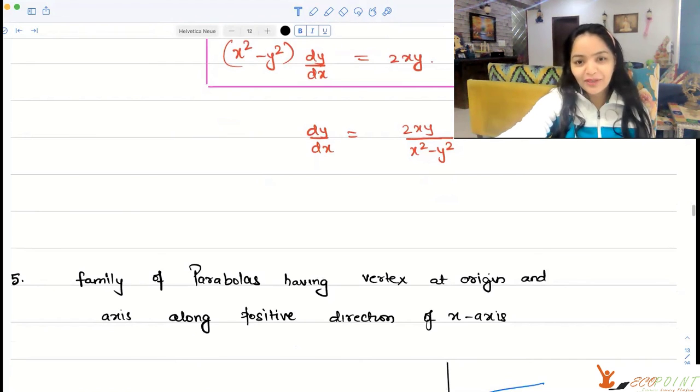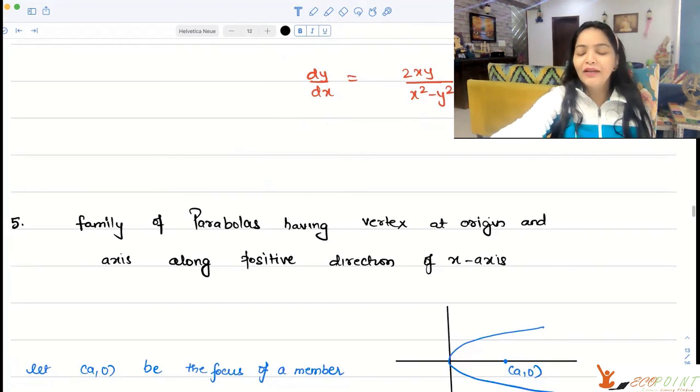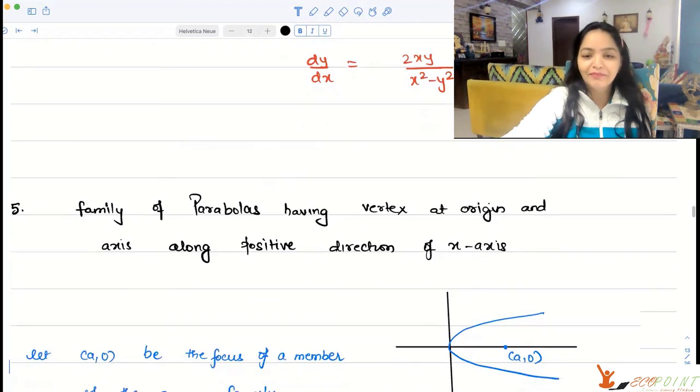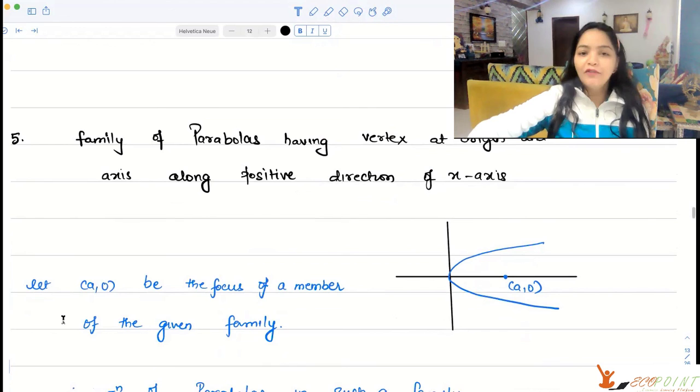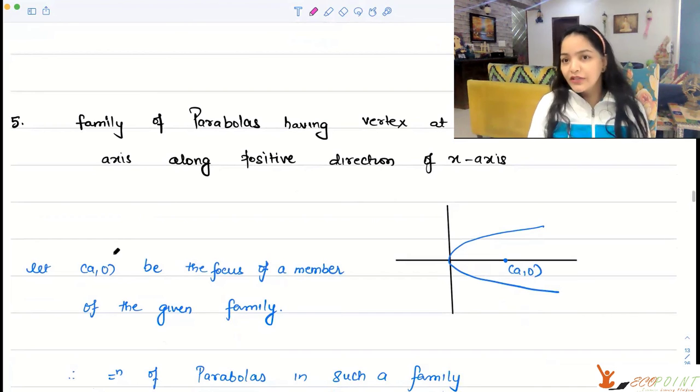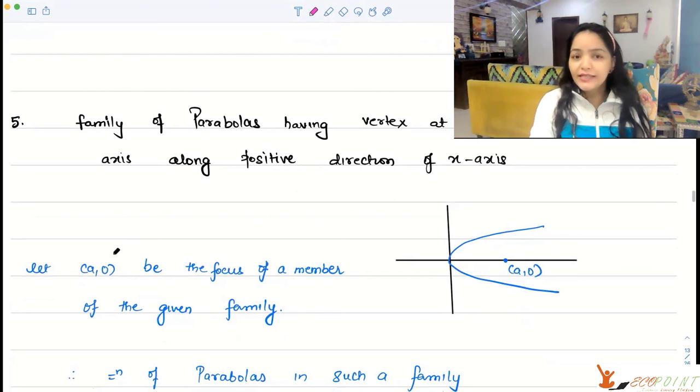Similarly, you have a family of parabolas. As I said, I had this question in my mind because I had freshly done it. So, a family of parabolas having vertex at origin and axis along positive direction of x-axis. So this is the case that I drew earlier. If this is the case, then let (a, 0), because positive side of x-axis, so a is a positive number and the vertex is (0, 0) at origin. So (a, 0) is the focus of a member of this given family of parabolas.